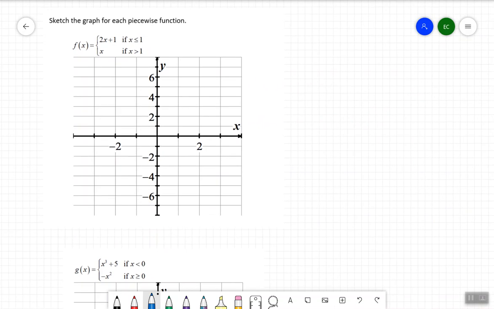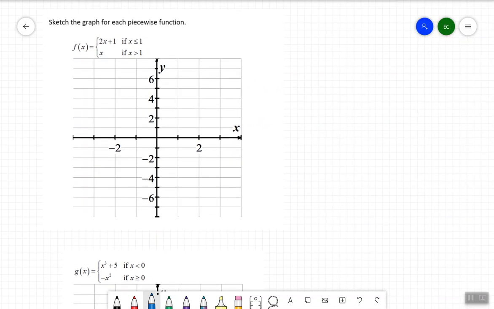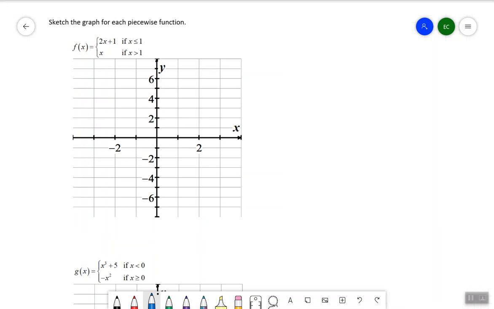So we have a formula: f of x equals 2x plus 1 if x is less than or equal to 1, f of x equals x if x is greater than 1. There's more than one way to do this, but maybe the easiest way is just to make a table of values. And I guess since we have two different rules, we might like to have two different tables. Let's start with a table for 2x plus 1, and then we'll make a table where y is just equal to x.